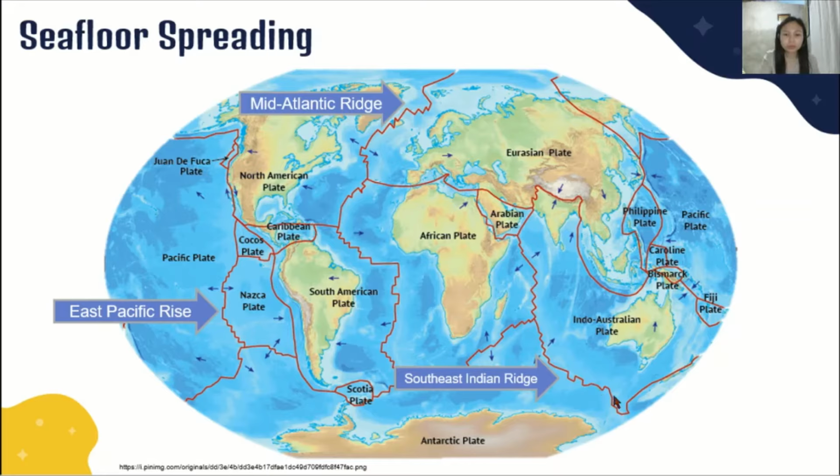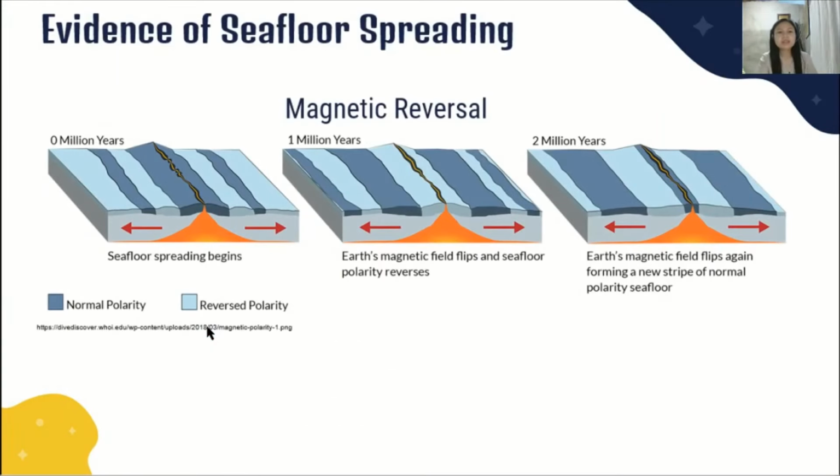Few. Okay, this may change as time passes by, since the plates are moving. As we can notice, these can be found on the ocean floor or bodies of water. Another evidence of seafloor spreading is the magnetic reversal. This one supported the seafloor spreading theory.